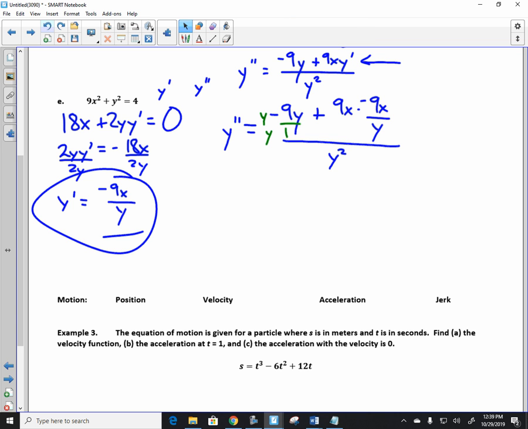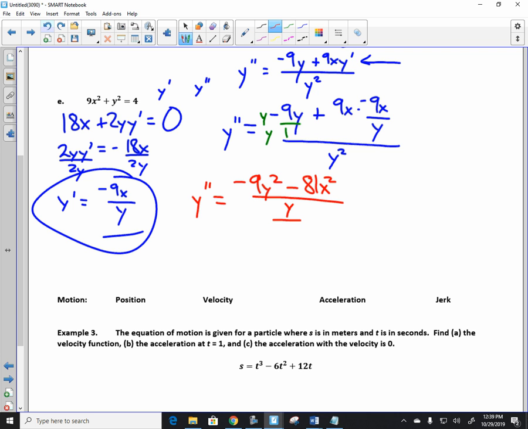And when you multiply top and bottom by y, we get y double prime is negative 9y squared minus 81x squared over y squared, all over 1. Now, as we have a complex fraction, what do we do? Multiply it by the reciprocal, so we have a 1 over y squared. So we have a negative 9y squared minus 81x squared over y cubed.